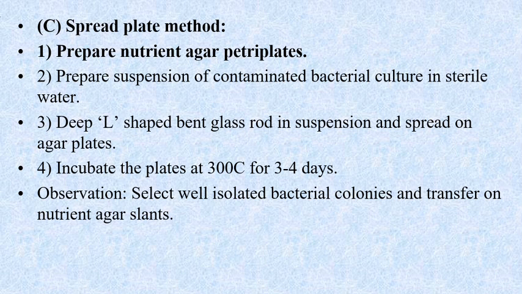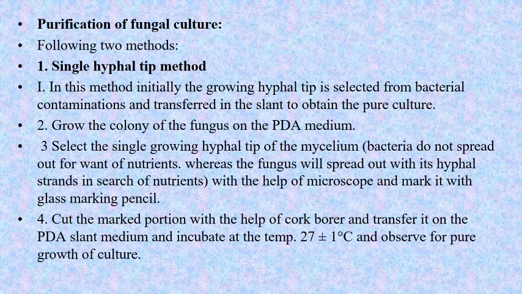Then the third method, spread plate method. Prepare nutrient agar petri plate. Prepare suspension of contaminated bacterial culture in sterile water. Dip an L-shaped bent glass rod in the suspension and spread on the agar plates. Incubate the plates at 30 degrees Celsius for 3 to 4 days. Observe, select a well isolated colony and transfer on the nutrient agar.